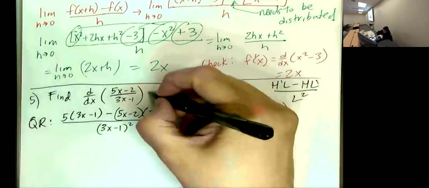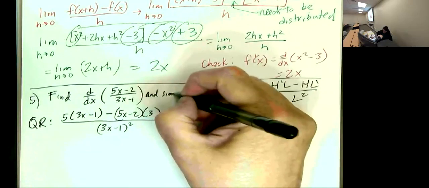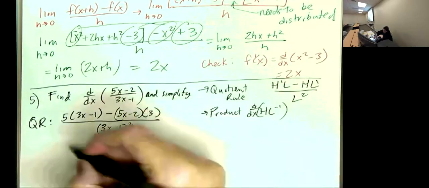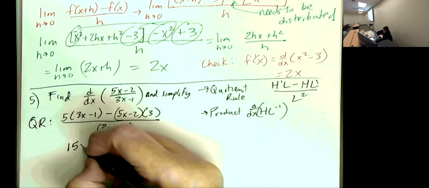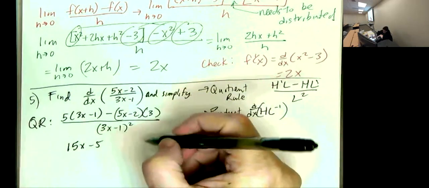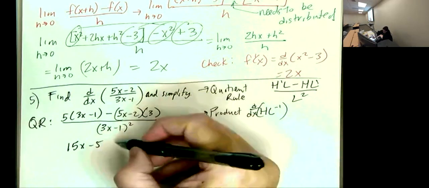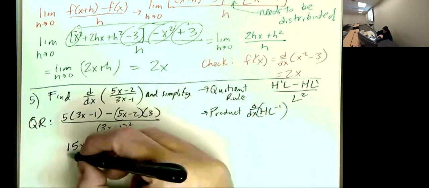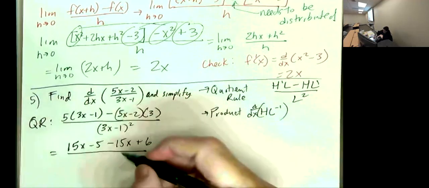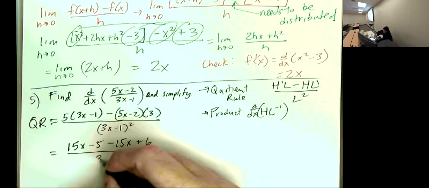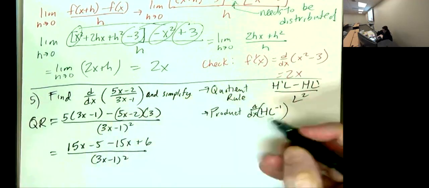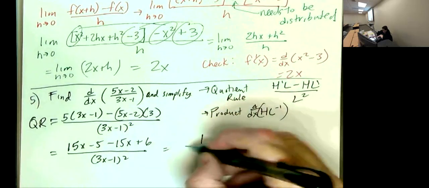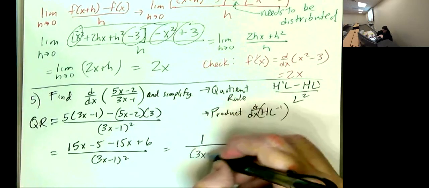The instructions also say to simplify, which means you don't just leave it like that. We've got 15x minus 5, and then minus 15x plus 6, over 3x minus 1 squared. And it actually just simplifies to 1 on top.